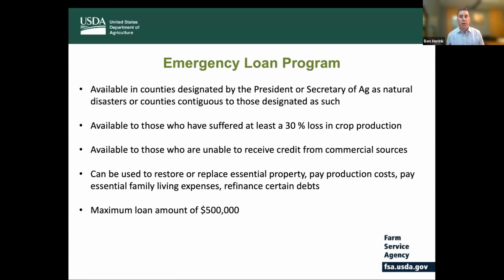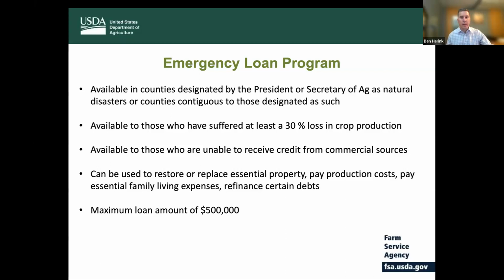So Pat's touched on a lot of the farm program side. I'm going to talk about a couple of in-house tools that we have in our toolkit that are more loan related when we have a disaster. So the emergency loan program is just that, a loan program that's available to producers in counties that are impacted by a designated presidential or secretary of ag disaster.